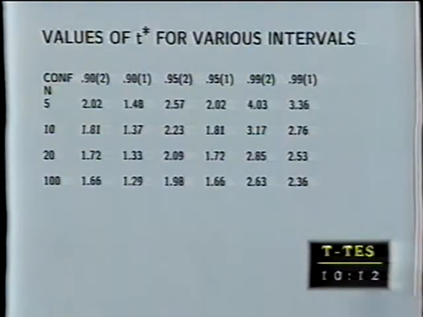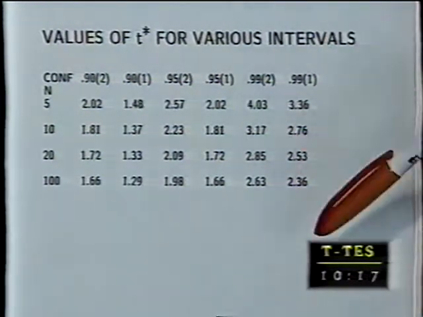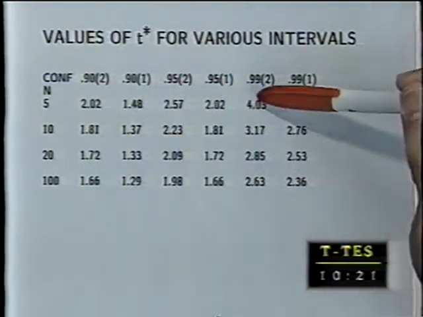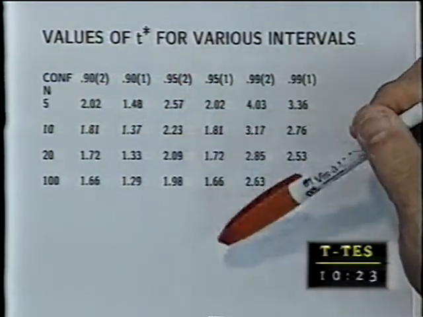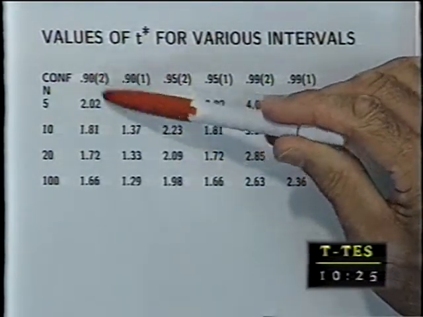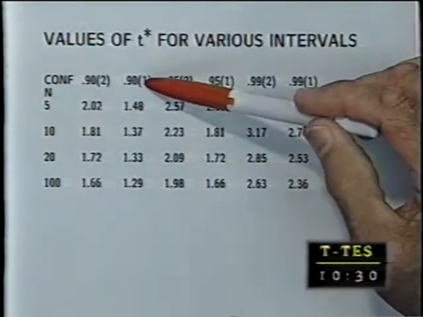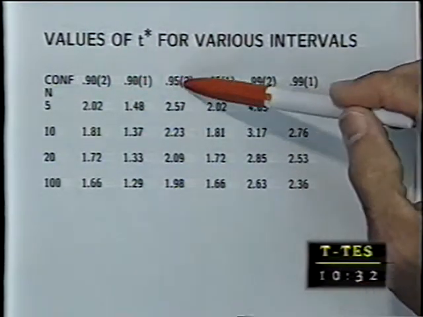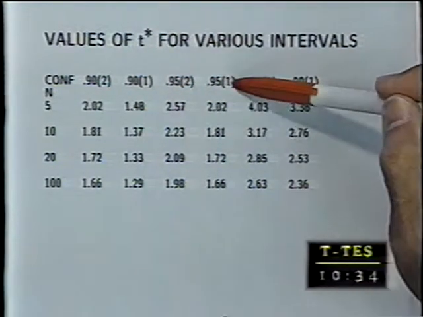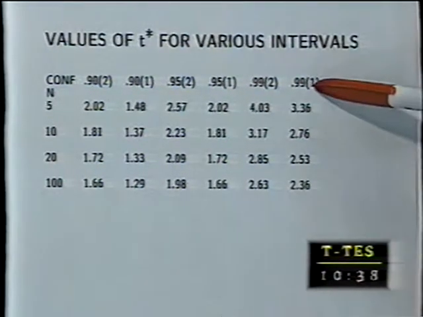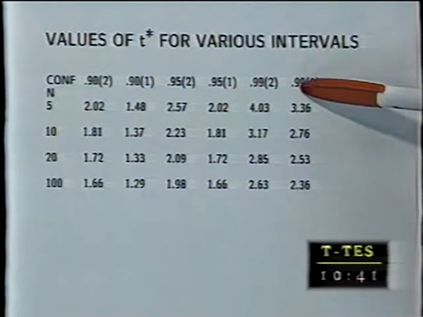Okay? Now, values of t star. Now, I better explain this. I'm going to talk about confidence intervals. You know how to make tests using confidence intervals. These are the t values. This is for a two-sided 90% interval. This is a one-sided 90% interval. This is a two-sided 95% interval. This is a one-sided 95% interval. This is a two-sided 99% interval. And this column is for a one-sided 99% interval.